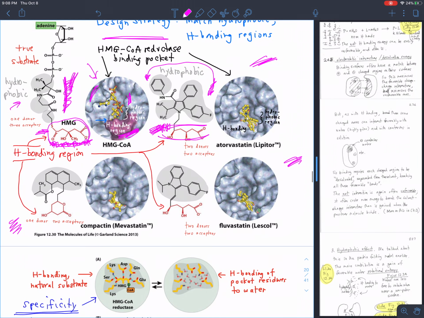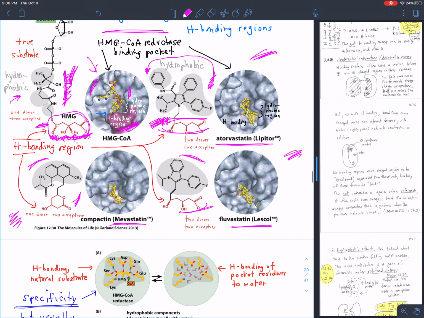And all these drugs are the same way. So this one is atorvastatin. That's the one we talked about up above. There's another one, mevastatin here, and another one, fluvastatin. And they all have very similar design, right? They've got a hydrogen bonding region, and they've got a hydrophobic region. And so they all bind basically by the same principles, and were designed, I believe anyway, by the same principles.